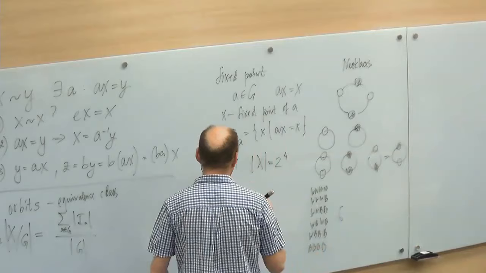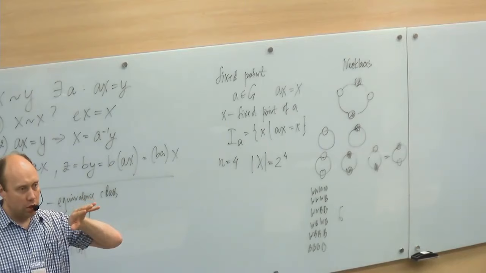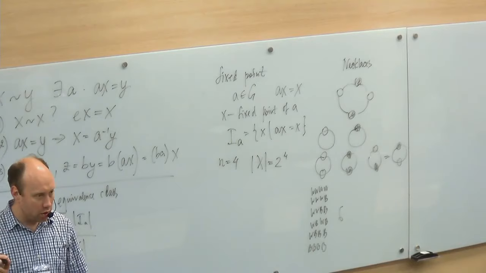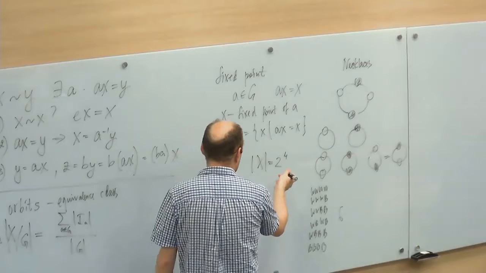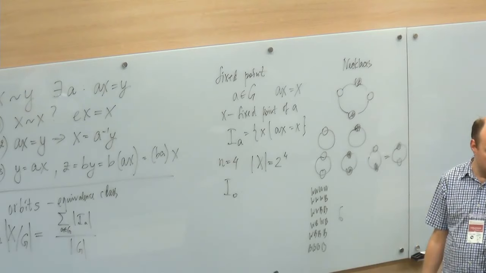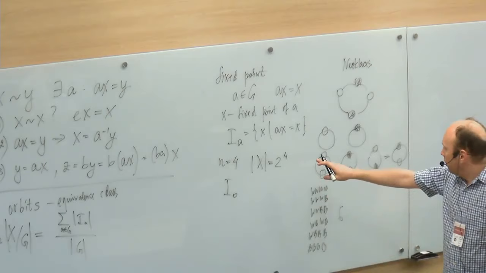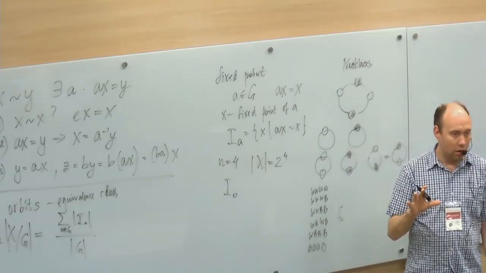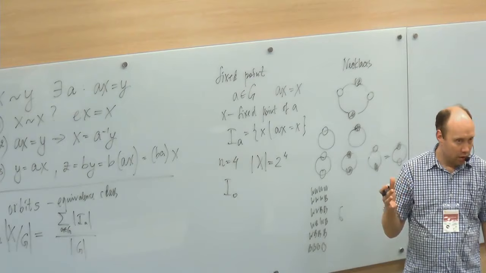Let's see which actions there are. There are circular rotations by 0, by 1, by 2, by 3. Similar to our case of rotating a square, actually. Okay, so let's check them one by one. An action, rotate by 0. What are its fixed points? What are the vectors of length 4 such that if we rotate them by 0, that is, don't change them, they stay themselves? Yes, that's all of them. So its size is 16.